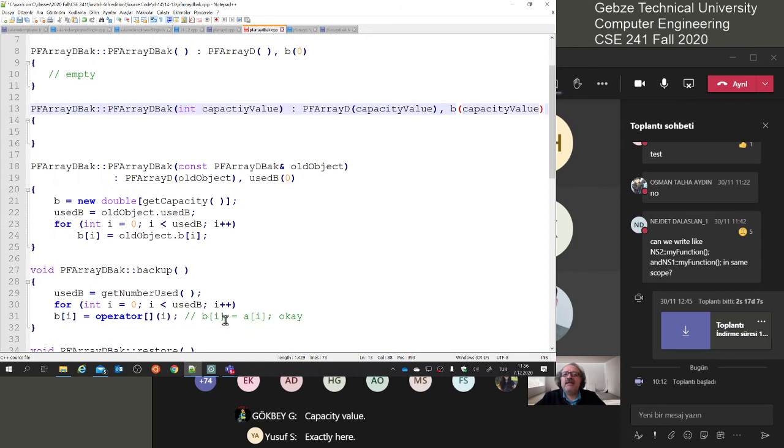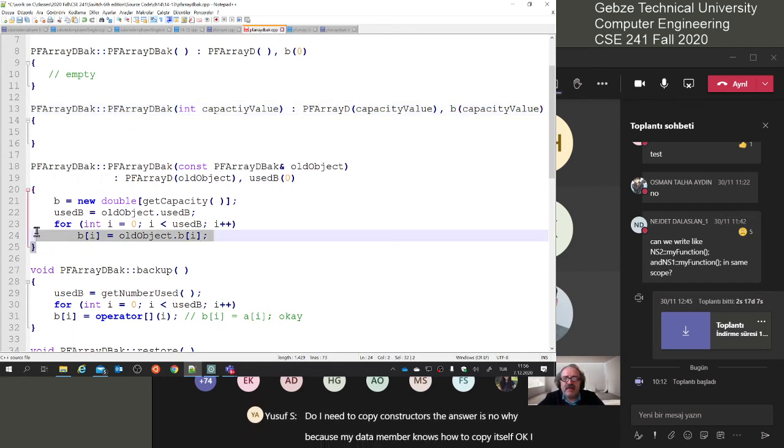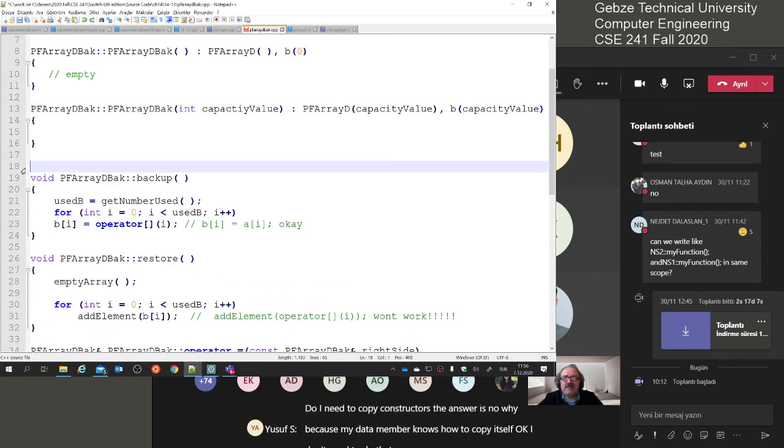And do I need the copy constructor? The answer is no. Why? Because my data member knows how to copy itself. I don't need to do that, so I get rid of the copy constructor.